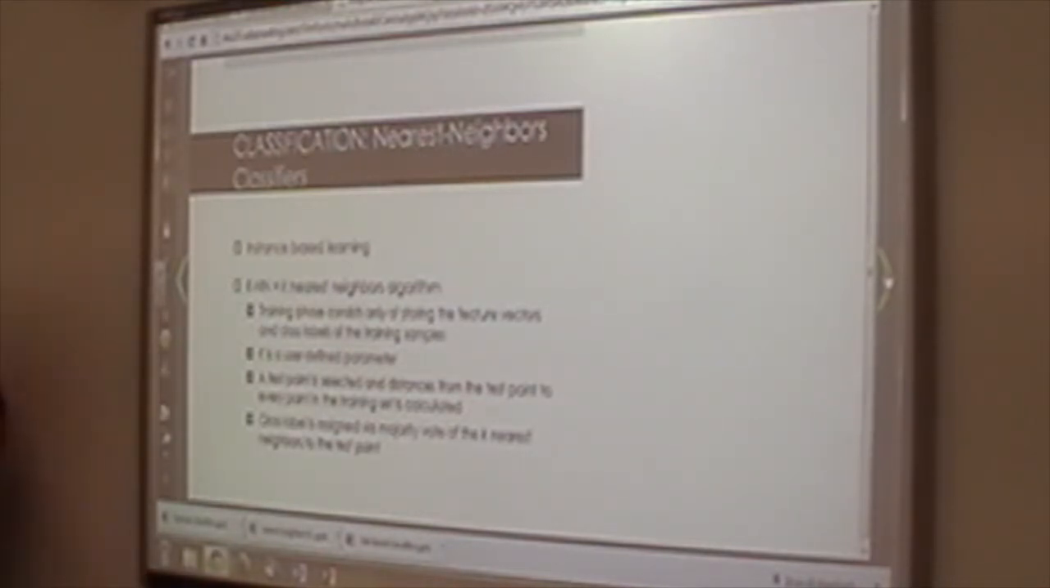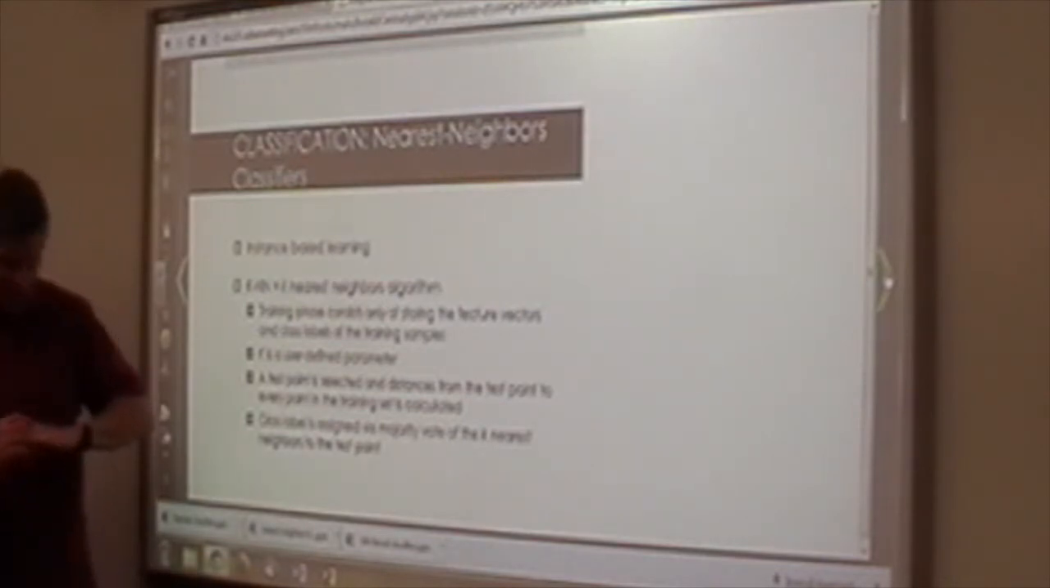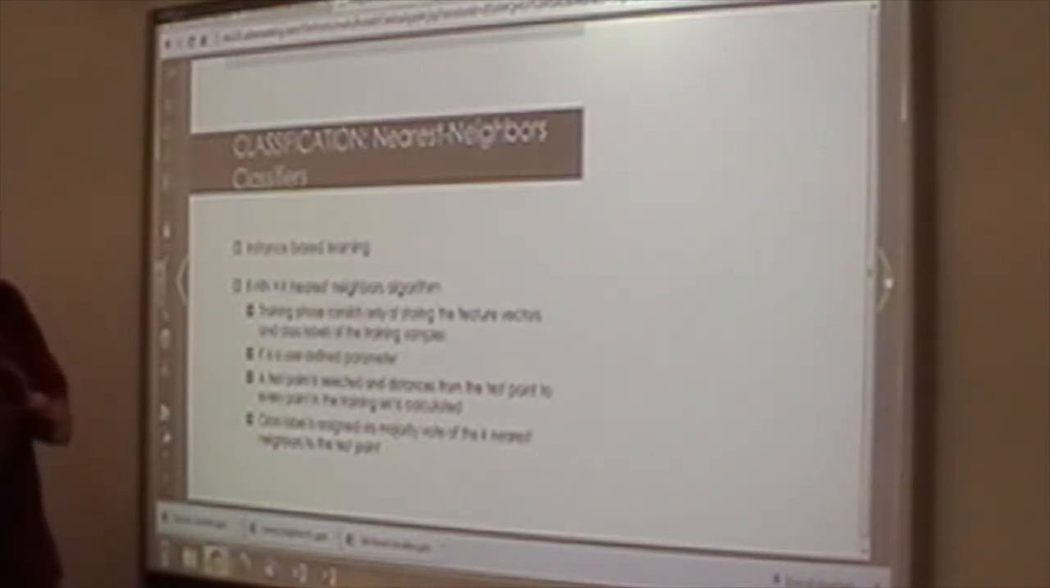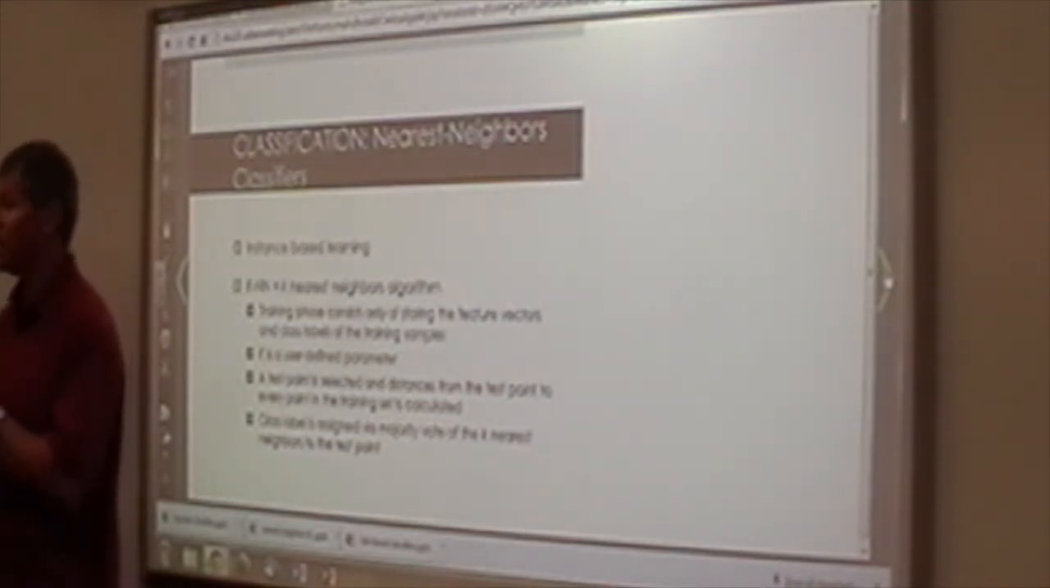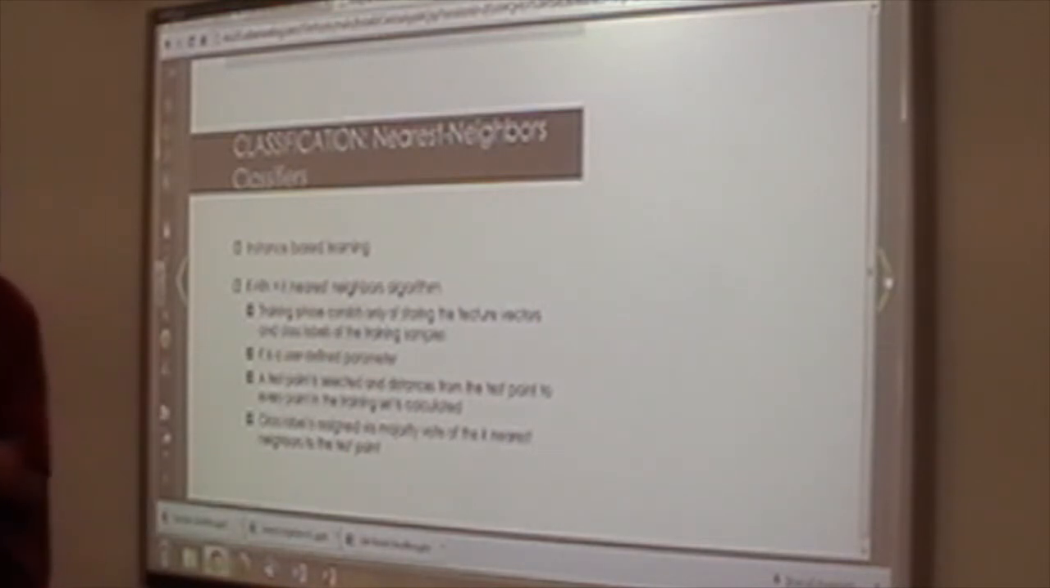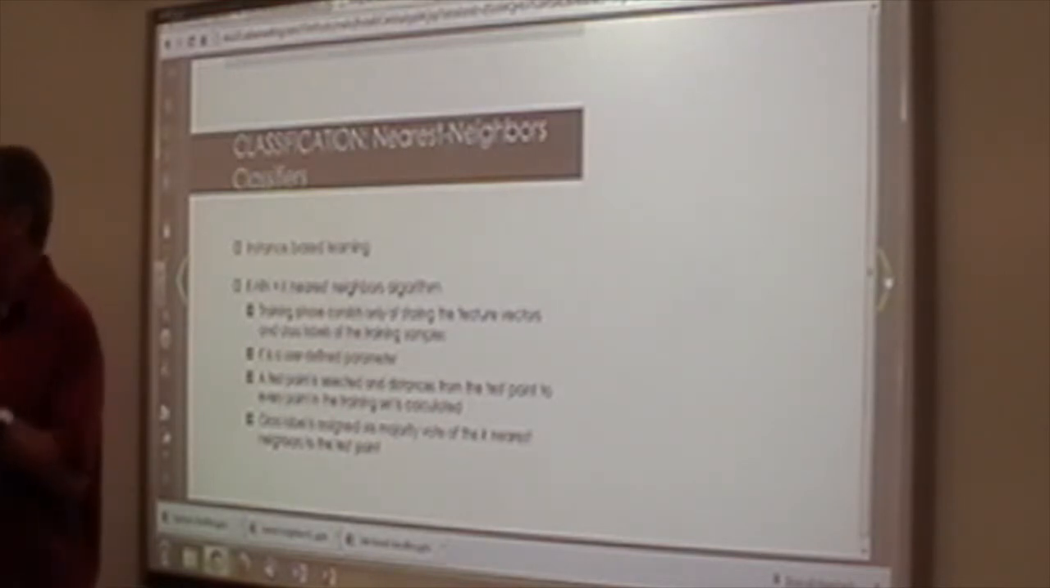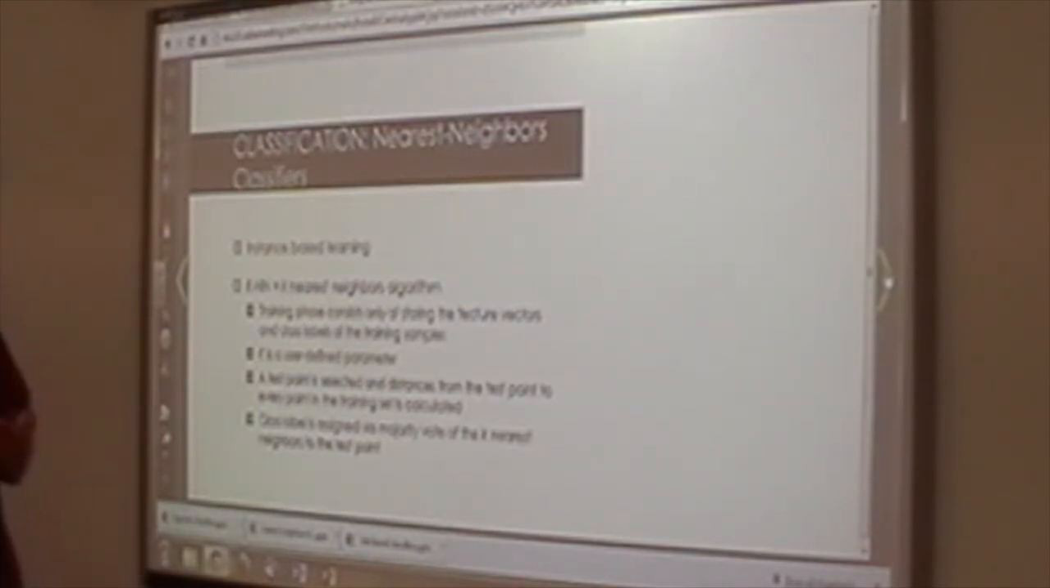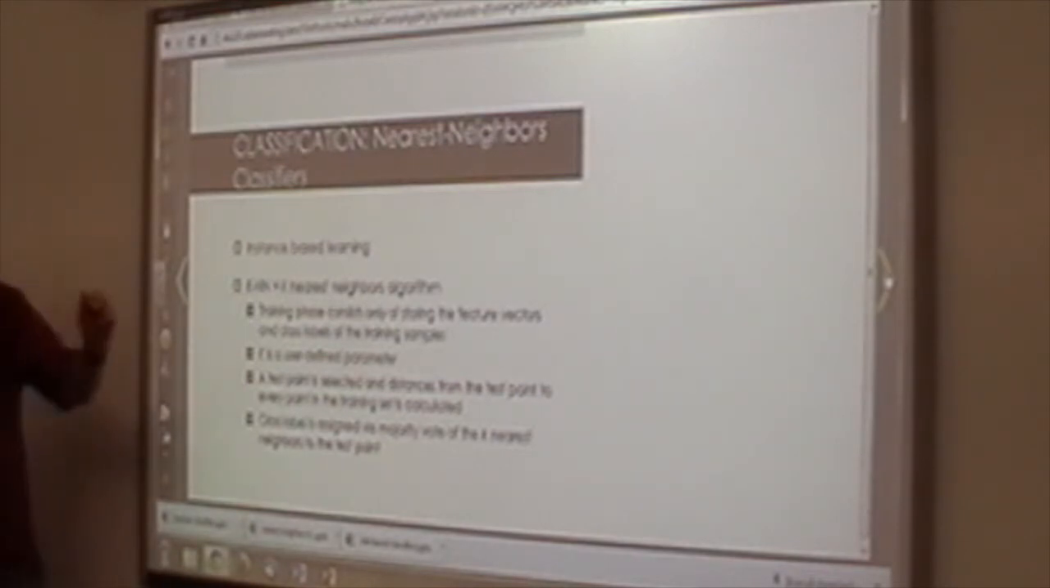Then we'll move into a completely different type of classifier. These are called nearest neighbor classifiers. And they're going to have slightly different characteristics, or actually quite different characteristics. So something you should be aware of. It's an example of what's called instance-based learning. Some also call it lazy learning. And I'll explain why it's called that at the end.